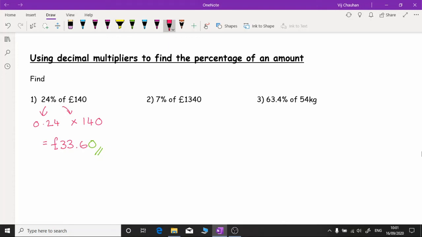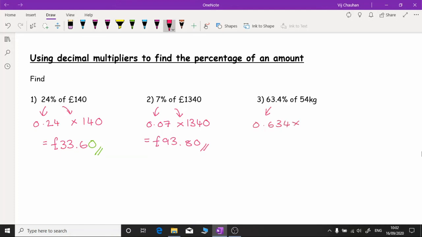For question 2, 7%, so converting this would be 0.07, like James Bond. Of means times, and we're going to do 1340. So again, I'm going to type this exactly into my calculator. Now, if you do 1,340 times 0.07, it doesn't really make a difference, because when you're multiplying, the order in which you multiply numbers does not affect your final answer. So again, the correct answer for this is going to be £93.80.